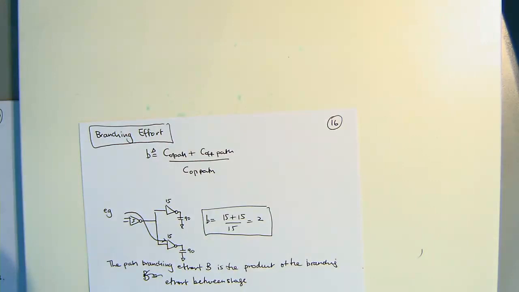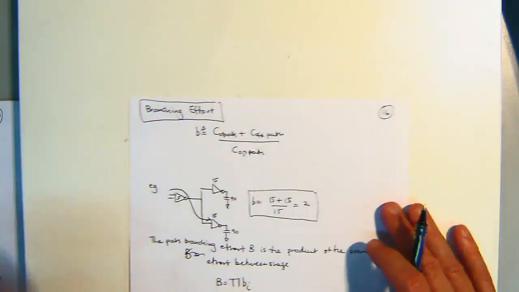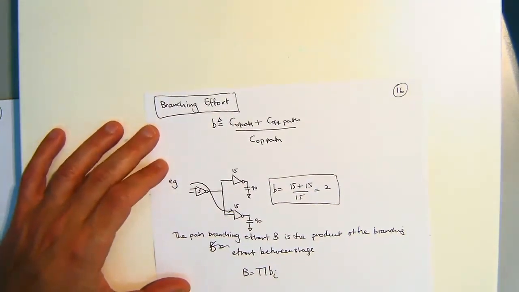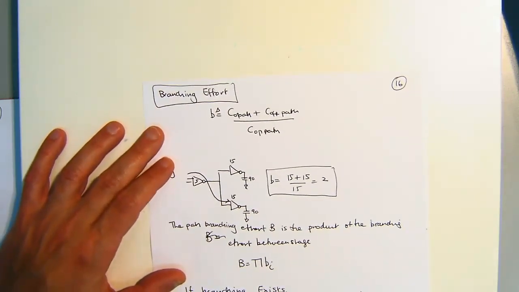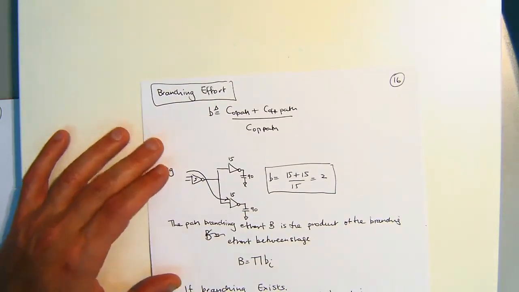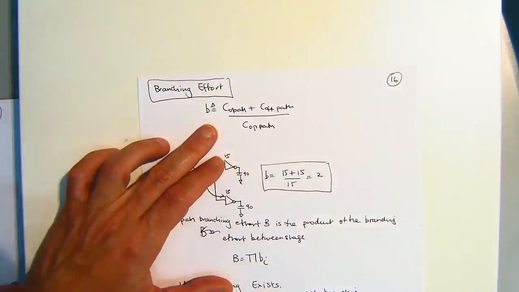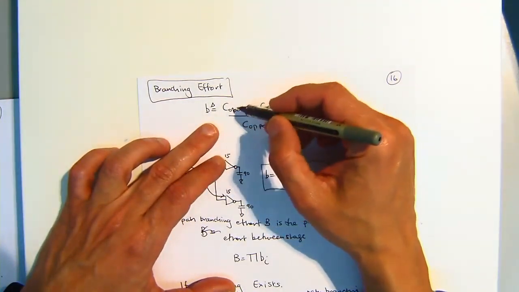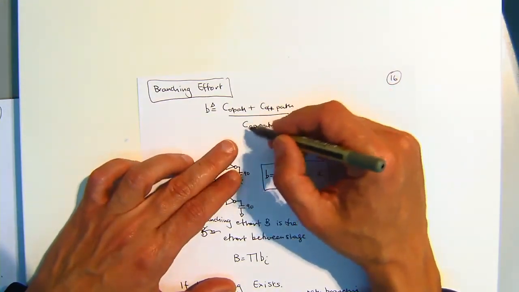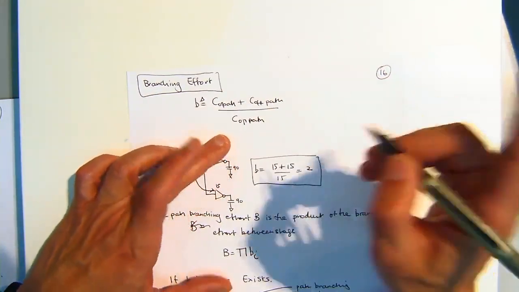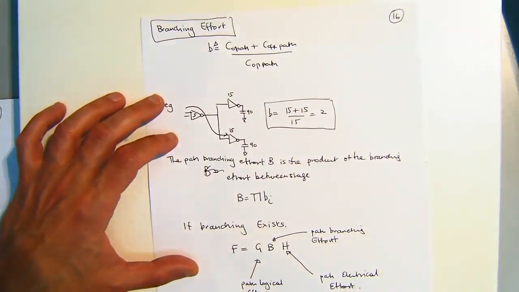Okay, and what we find is we define this concept of branching effort, and essentially the branching effort is defined to be the capacitance on the path plus the capacitance off the path, over the capacitance on the path. So let's do a little example here.